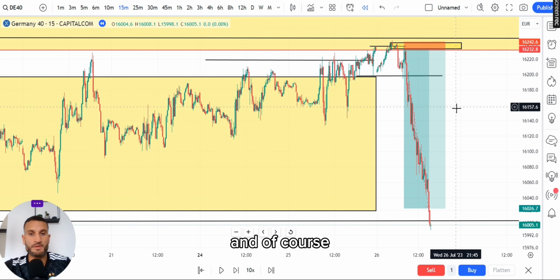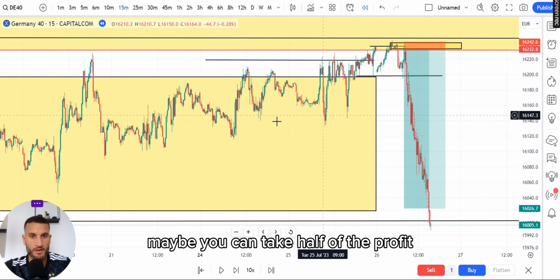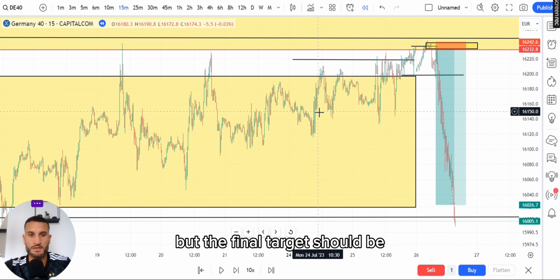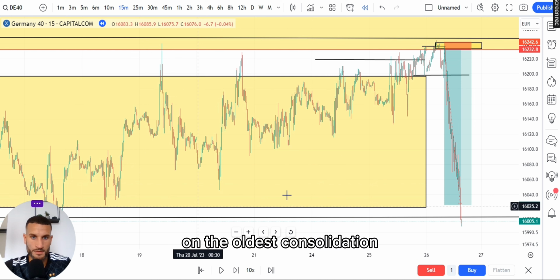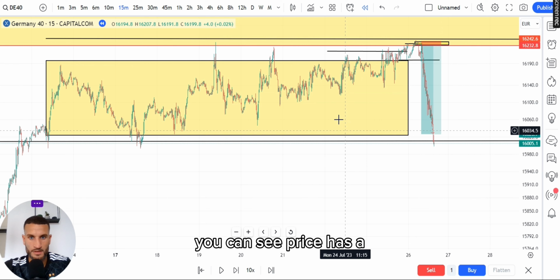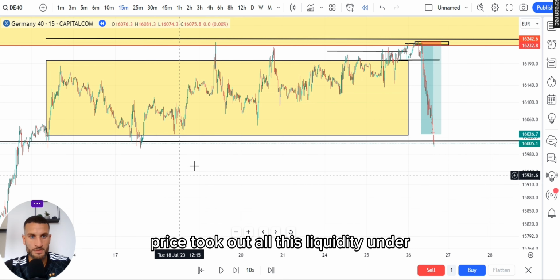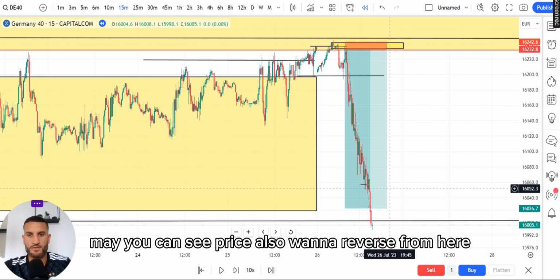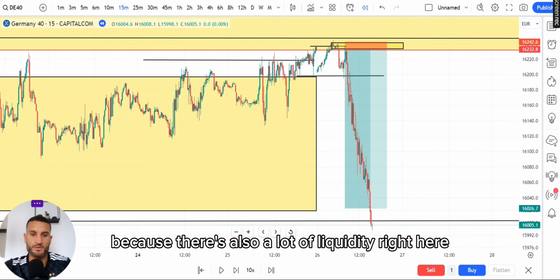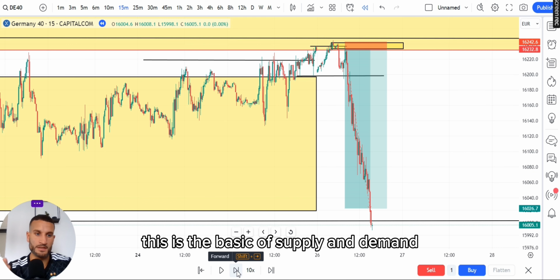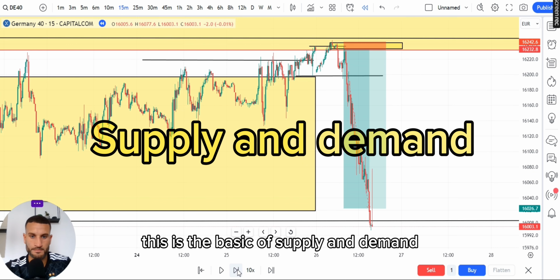And of course, maybe you can take half of the profit underneath these liquidities right here, but the final target should be under all this consolidation. And right now you can see price took out all this liquidity under, and you can see price also wants to reverse from here, because there's also a lot of liquidity right here. That's how supply and demand works in this market. This is the basic of supply and demand.